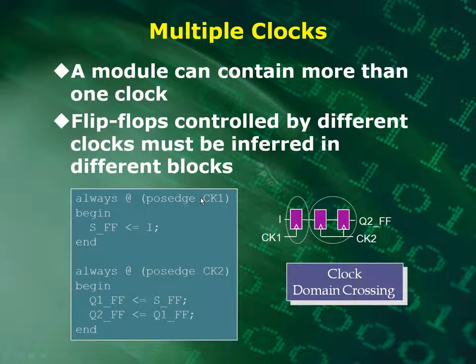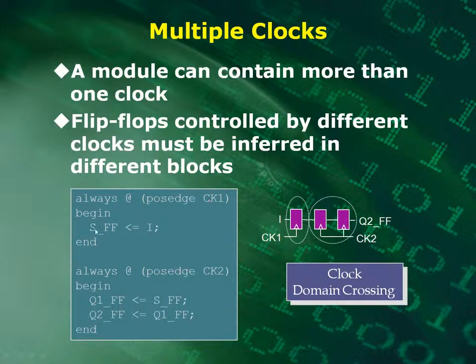So now we're going to talk about clock domain crossing briefly. Let's say that you have more than one clock. Let's say you have some flip-flops that use CK1, this clock. Then you have another group of flip-flops that are doing stuff on a different clock. So how do you handle that? Well, first of all, a module can contain more than one clock. Here in this example I have two always blocks, two different clocks.